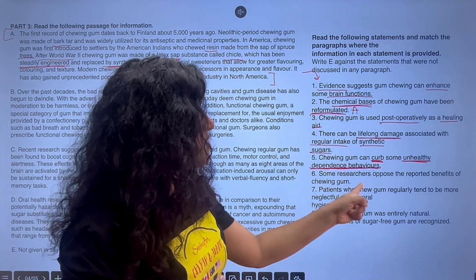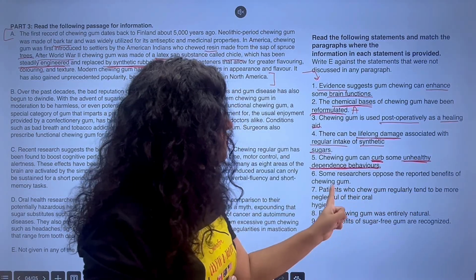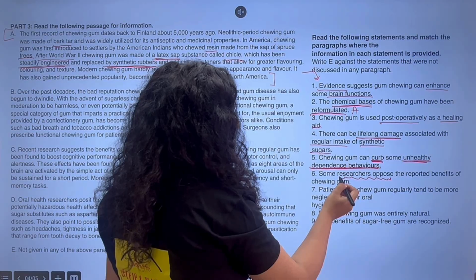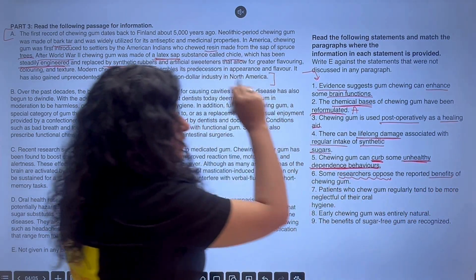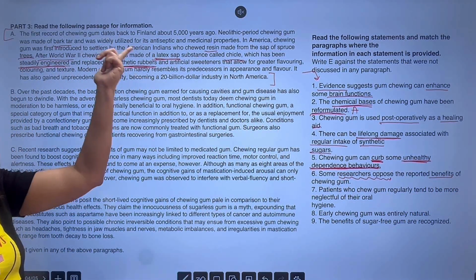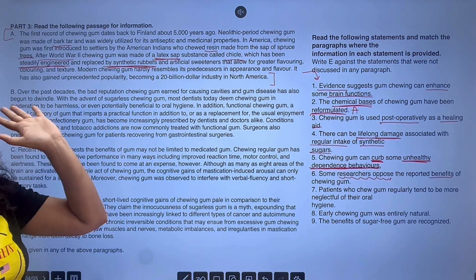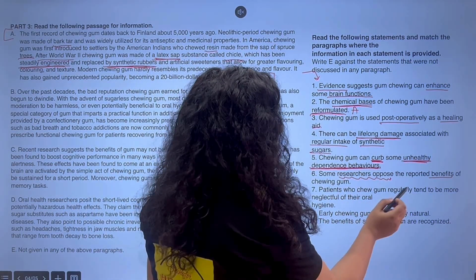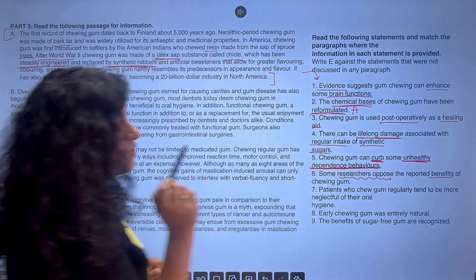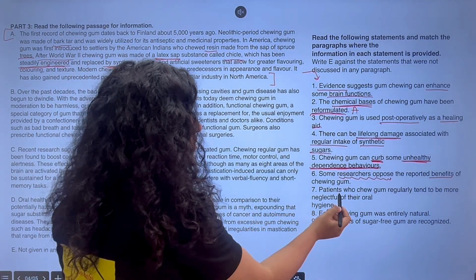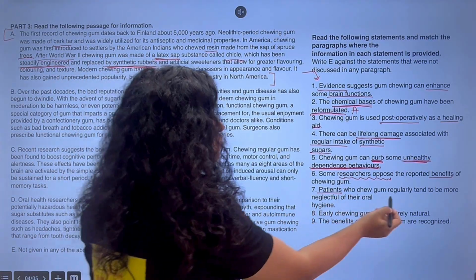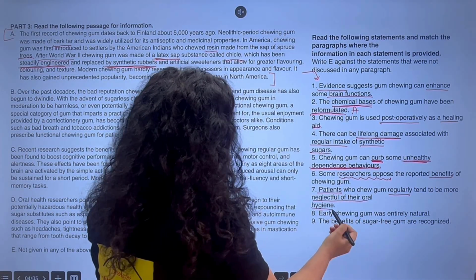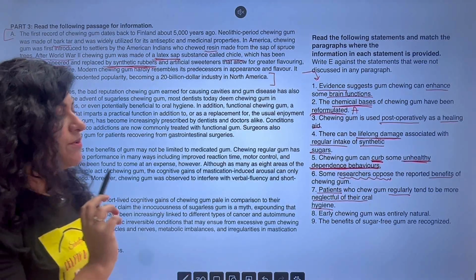6 says some researchers oppose the reported benefits of chewing gum. Now, are we talking about researchers, they have opposed benefits? Here we did not discuss researchers at all in para A. I'm going to leave this one as well. 7 says patients who chew gum regularly tend to be more neglectful of their oral hygiene. Does it talk anything related to patients who chew gum regularly and they are neglectful of their oral hygiene? Not at all.